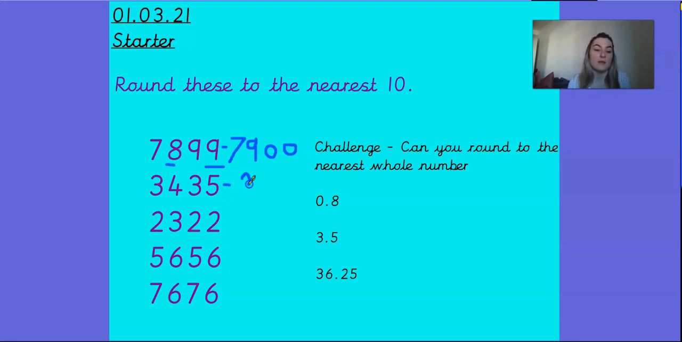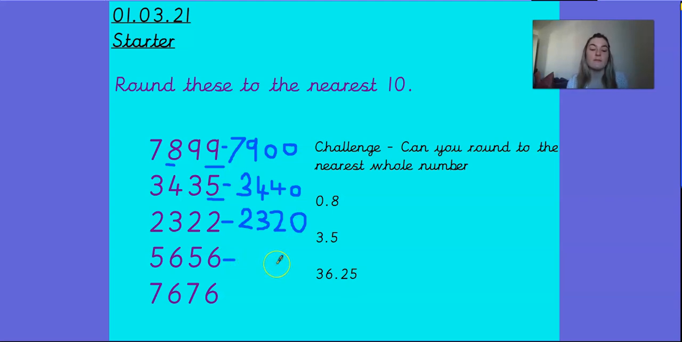3,435 here. So we are going to end up with 3,440 because it's 5 in my ones column and my next 10 is 40. So I'm going to go upwards. And I've got 2,322 here. So my nearest 10, because it's 2, I'm going to be rounding downwards. So I would end up with 2,320.